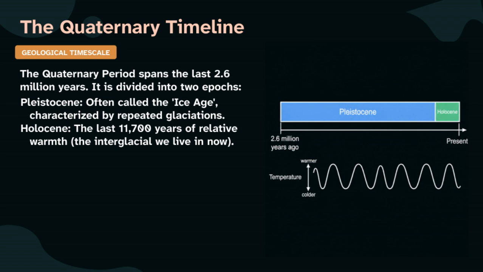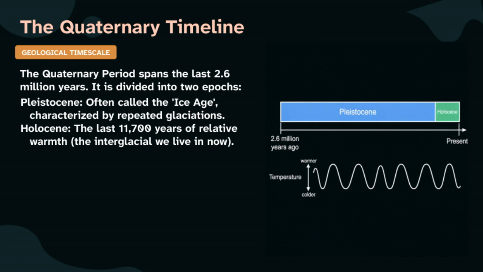The second epoch is the Holocene. The Holocene is the last 11,700 years of relative warmth. This is the interglacial period we are living in now. So, when people say the Ice Age, they often mean the Pleistocene. But it is important to understand that the Ice Age was not one single period of constant ice. It was a series of colder and warmer phases.